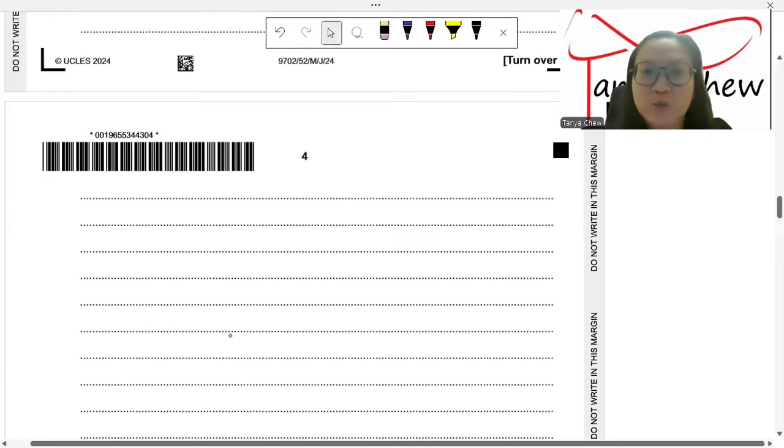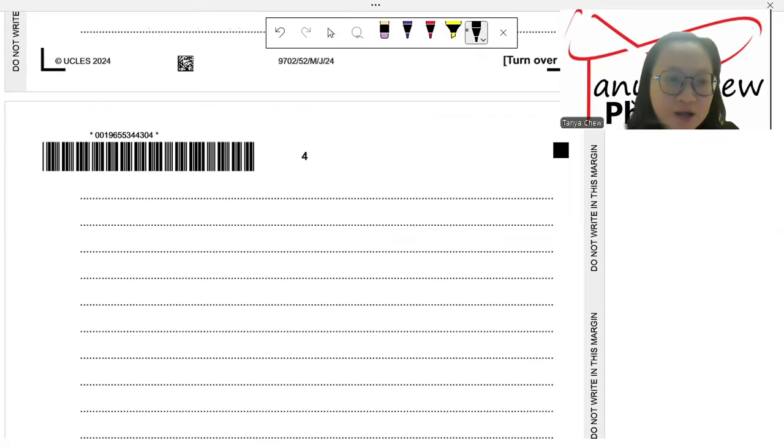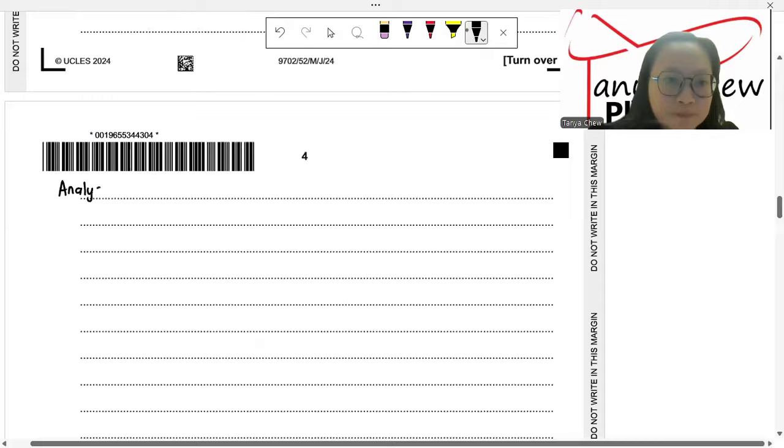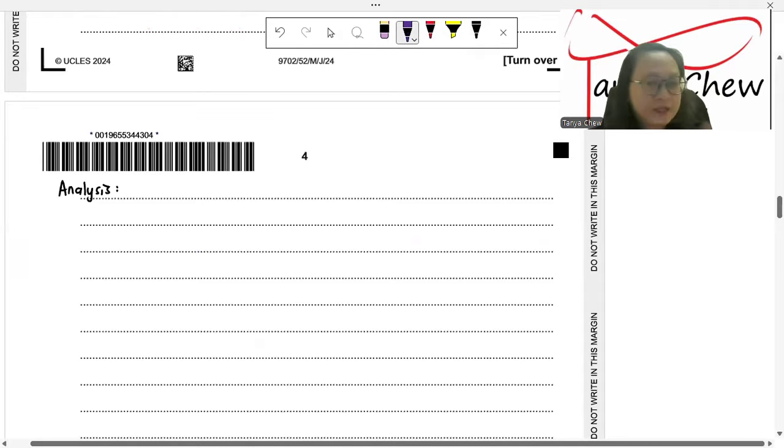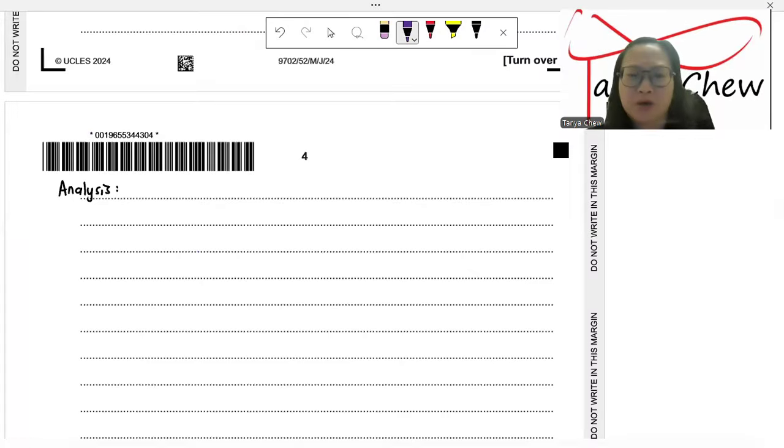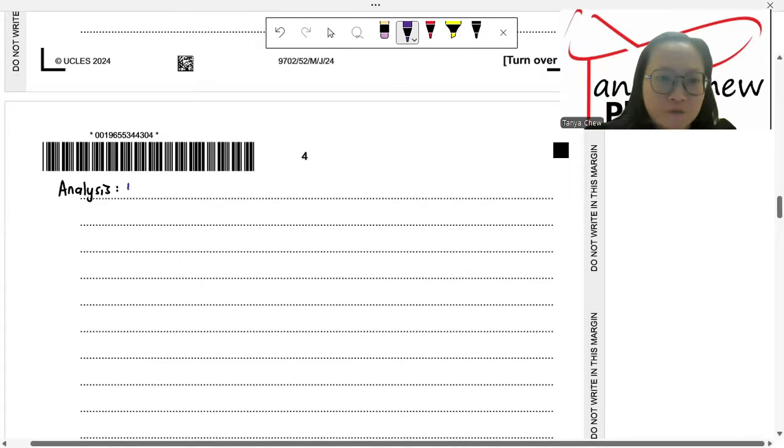So after the method, we need to analyze the data. So, analysis. Remember to write 3 points for your analysis. And analysis is the easiest part to score full marks. So the first one, you just need to tell what type of graph you want to plot. I'm supposed to plot a graph of S against 1 over T.